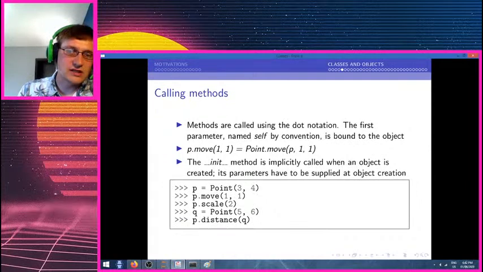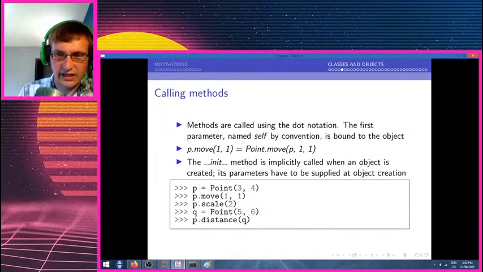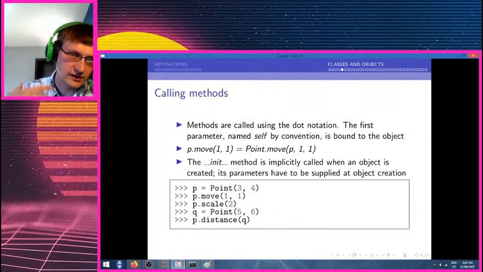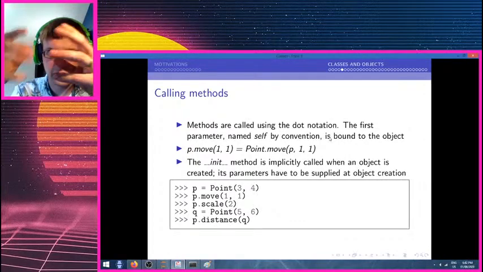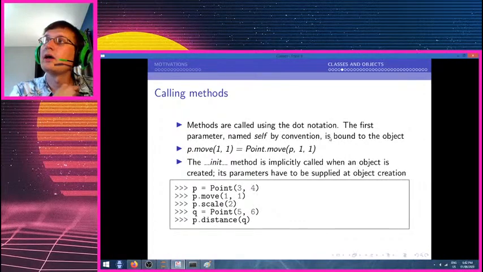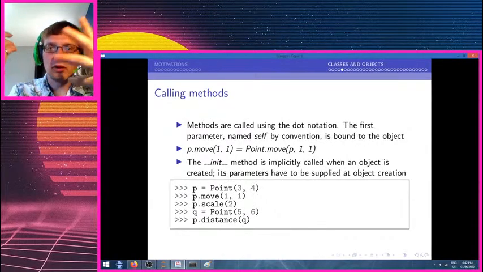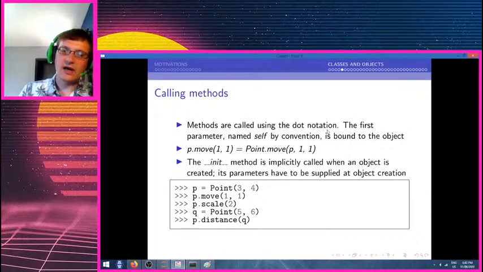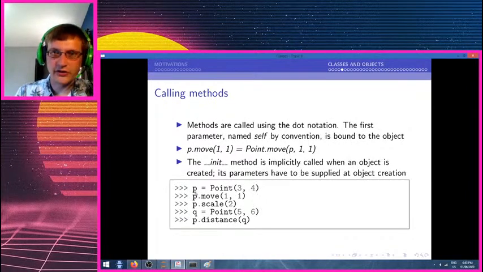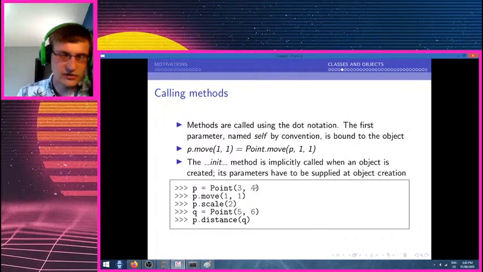The init method is implicitly called when an object is created. Its parameters have to be supplied at object creation. So if you don't call an initialization function with all of the parameters it requires, as is the case with any other function, it will complain at you that you don't have enough. However, you can also have default arguments in the same way that you can for functions. So that's cool.